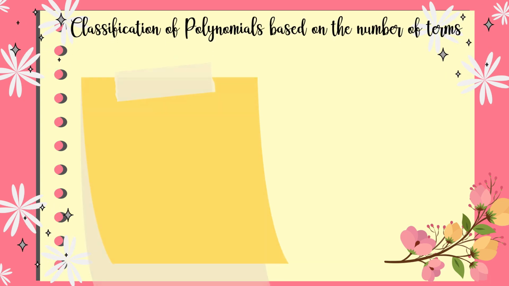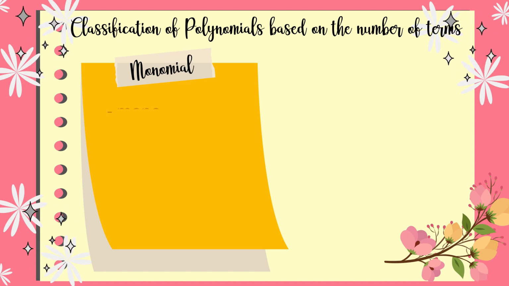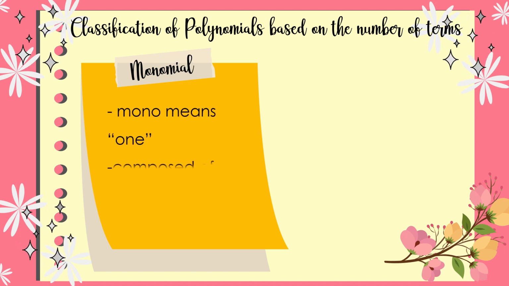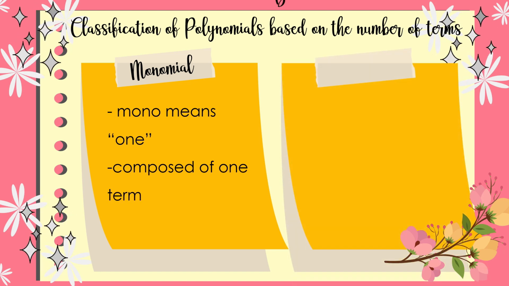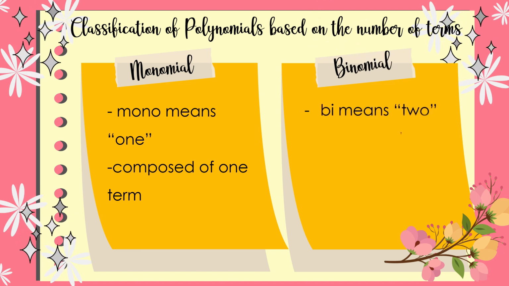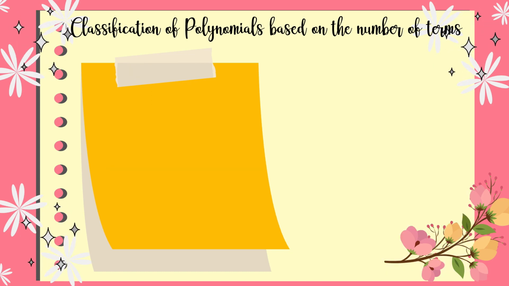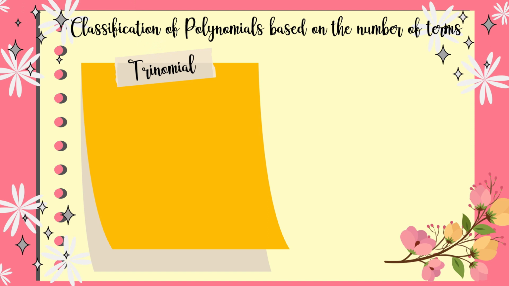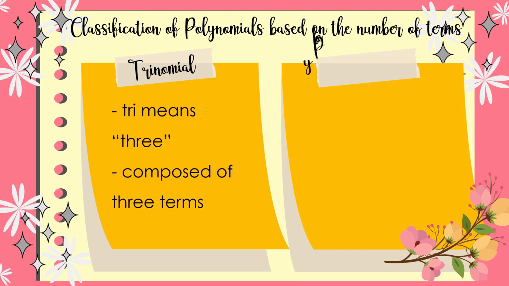Now, let us study the classification of polynomials based on the number of terms. When you say monomial, mono means one, and therefore, it is a polynomial composed of only one term. Binomial. Bi means two, and composed of two terms. Trinomial. Tri means three, and composed of three terms.